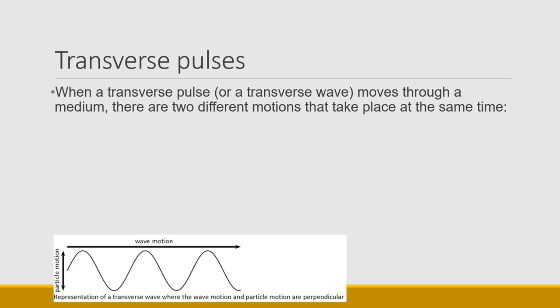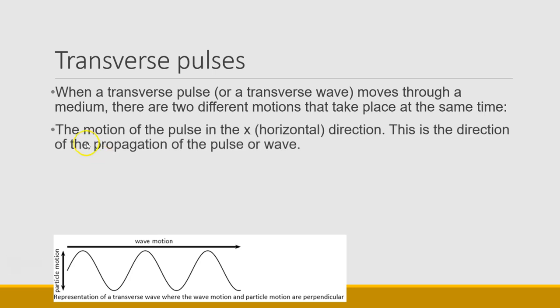When a transverse pulse or a transverse wave moves through a medium, there are two different motions that take place at the same time. Firstly, there is motion of the pulse in the x or the horizontal direction. So that is the direction of the propagation of the pulse or the propagation of the wave when it moves from point A to point B. So it is moving in the direction of point B.